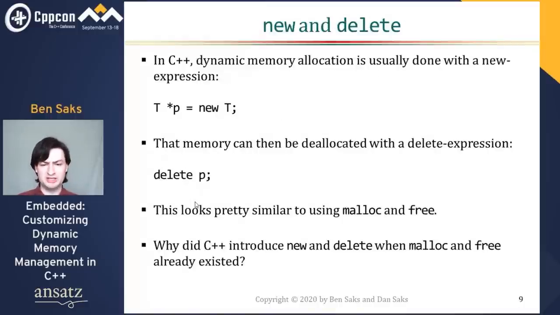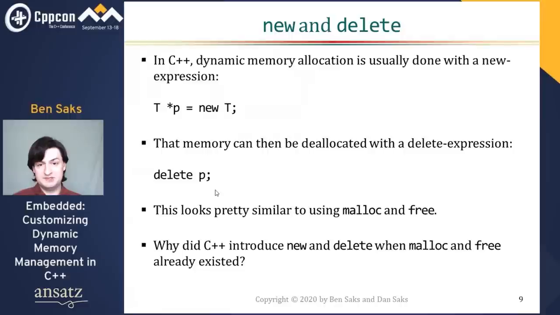In C++, we do dynamic memory allocation a little differently. We typically use new expressions and delete expressions. So instead of calling malloc, we write new T like this, and that returns back a pointer to a T object. And again, we can continue to use that T object until at some point we say we're done using that memory. We write delete p, and that frees up the memory for use by some other object.